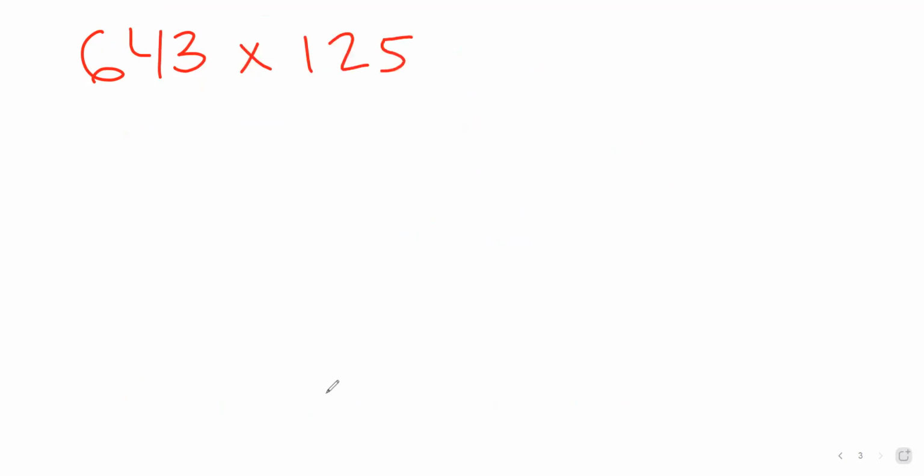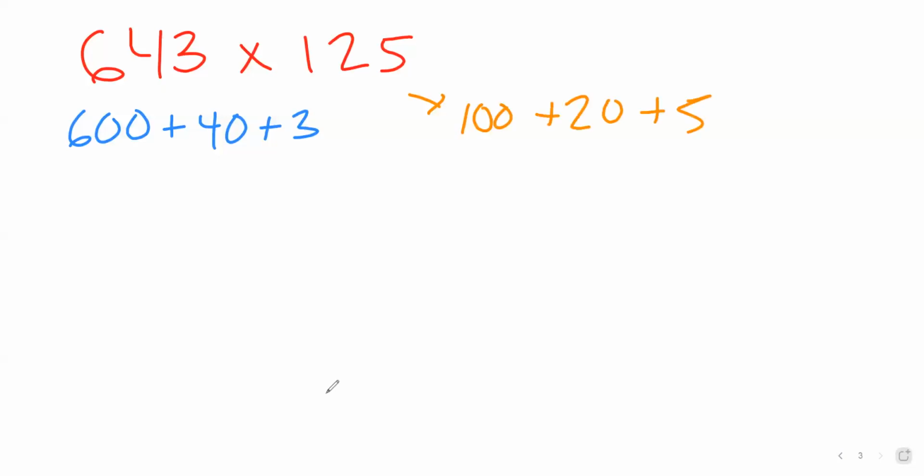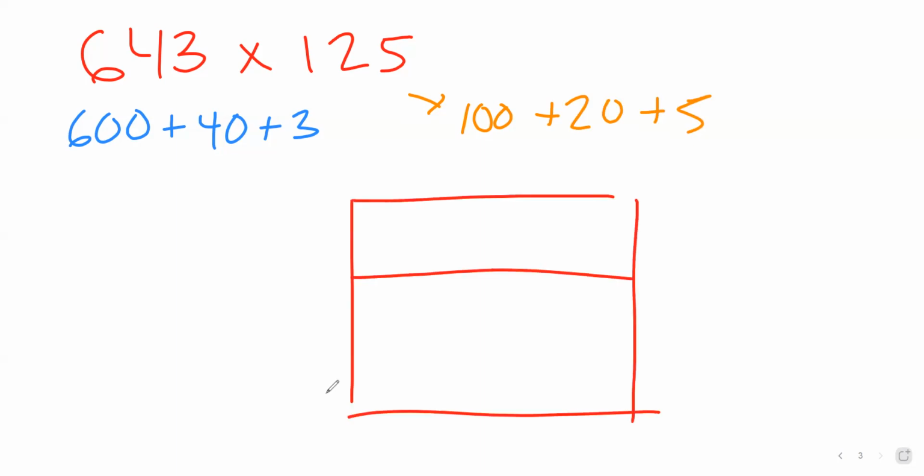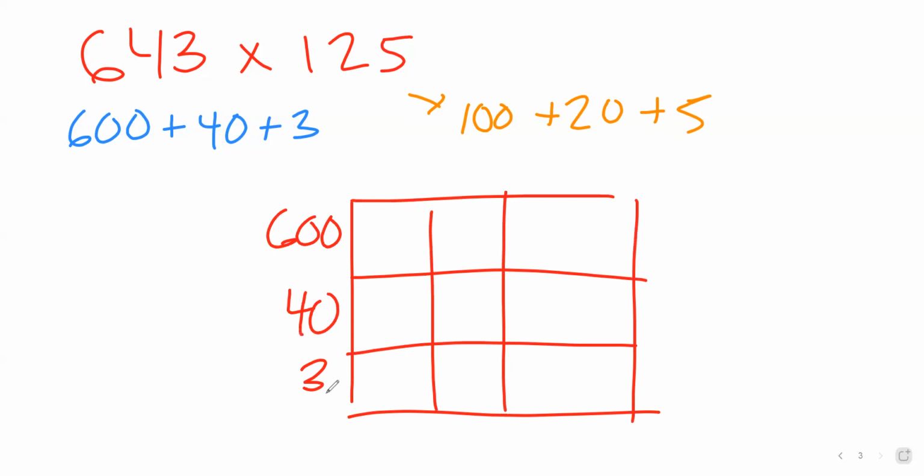So I'm going to go with an area model, which means I need to expand this out first. So that would be that, and then this is 100 plus 20 plus 5. So let's build an area model. I have 3 rows. I have a row of 600, a row of 40 and a row of 3. Again, if what I'm doing doesn't make sense, please go back to the videos online around multiplying with the area model.